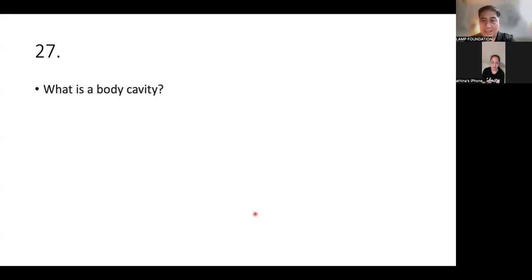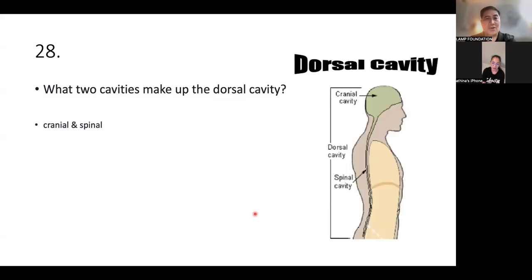What is a body cavity? Cavities are spaces, and within them are contained organs. What two cavities make up the dorsal cavity? They are the cranial and the spinal. Great. So this is the cranial cavity. This is the spinal. Okay. So cranial cavity and the spinal cavity will make up the dorsal cavity. Dorsum is back. Okay. So brain, spinal cord.